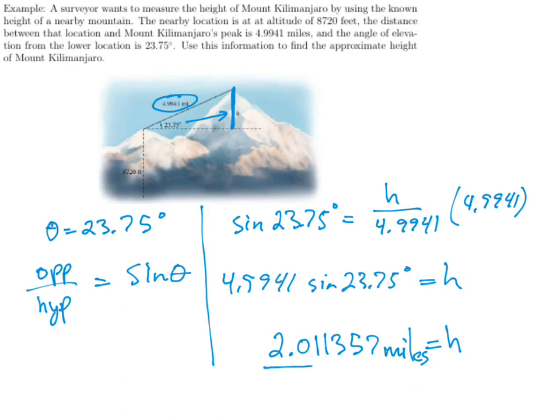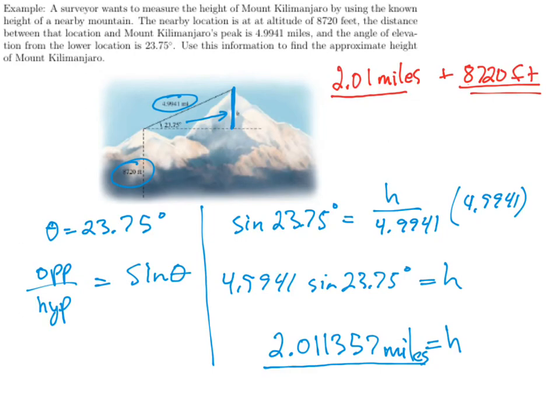So what we need to do is, well, we have this height in miles. The problem is we need to add that to this height measured in feet. So we have about 2.01 miles, plus 8,720 feet. So we can either turn this measurement in miles into feet, or we can turn this measurement in feet into miles. Doesn't matter which way we go here. I'll go ahead and turn the miles into feet. 2.01 miles, and there are 5,280 feet in 1 mile.